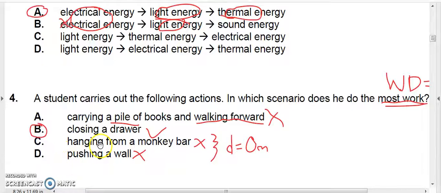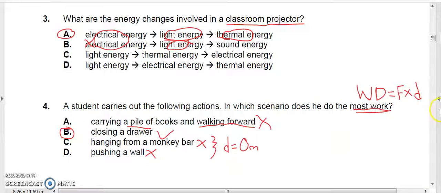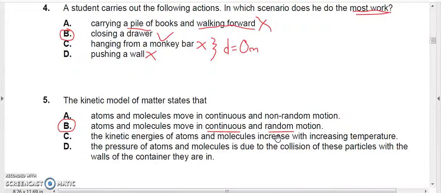For C and D, there's no distance moved. So based on the work done formula, if this is 0, the work done is actually 0. Okay, just recap for A again. A is 0 also because the force and distance need to be parallel, not perpendicular. Okay. All right. Question 5.